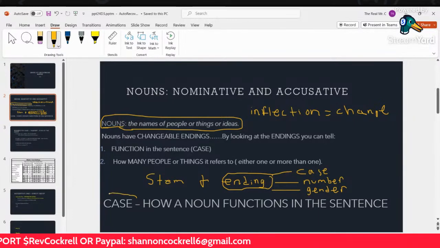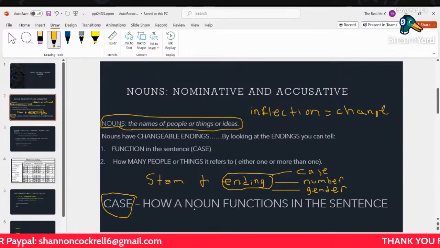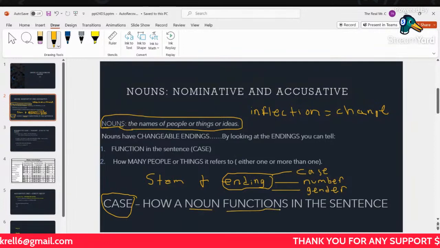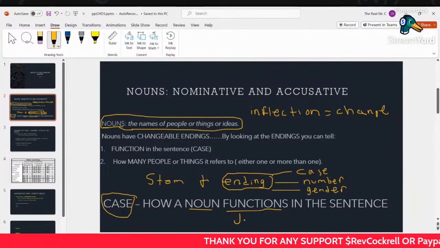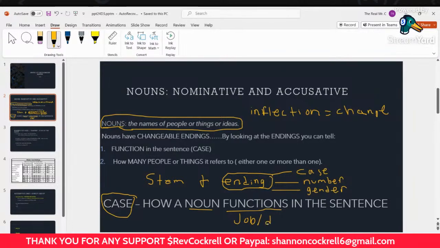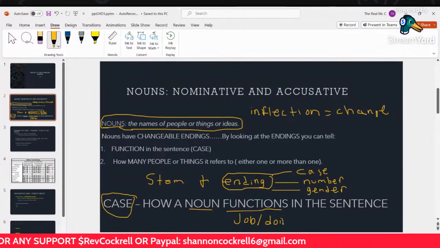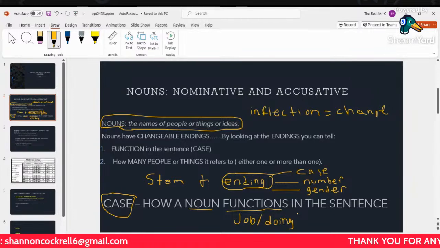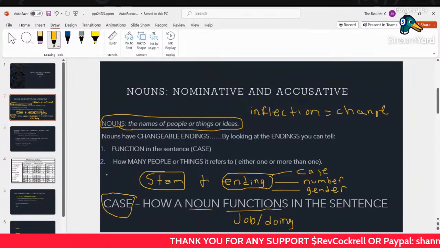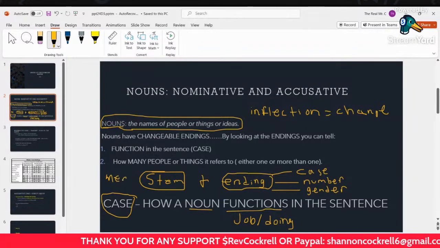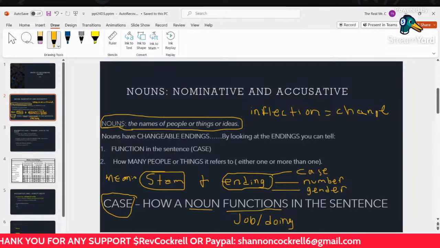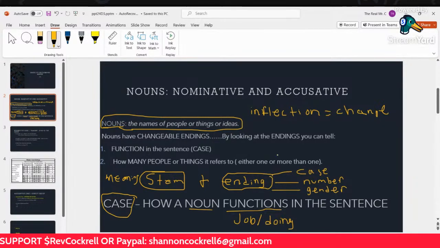So a case. What is a case? Case tells you how a noun functions in the sentence. It tells you its job. What is this word doing in the sentence? The stem of the word is going to give you the lexical meaning in the word.